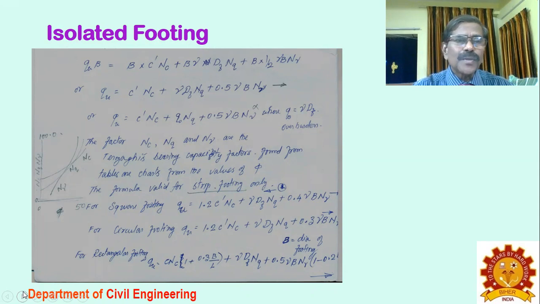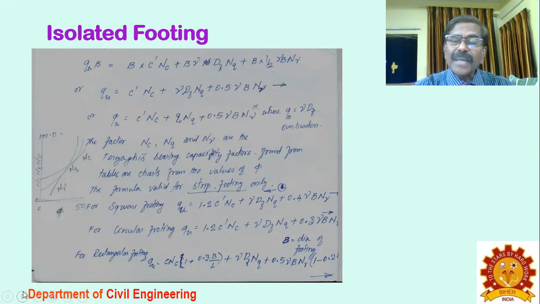So using this equation, the bearing capacity of the soil can be very easily calculated if you know the cohesion as well as the angle of internal friction phi value. Depending upon the phi value, Nc, Nq, N gamma can be taken from the graph and substituted accordingly to get the bearing capacity of the soil.